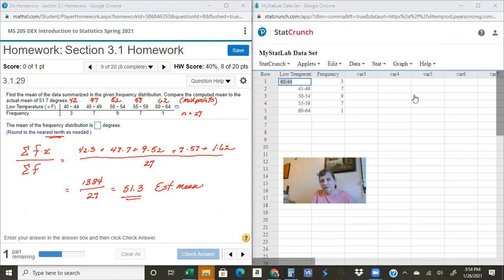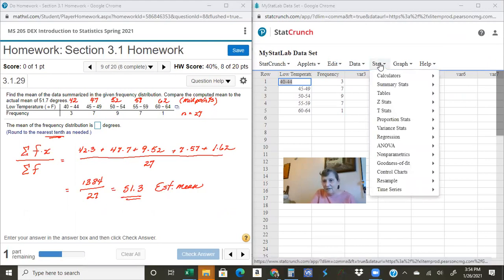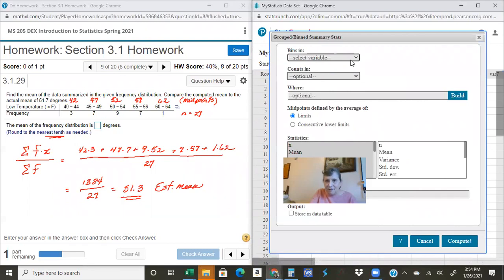So, you know, when we're getting our means, we use stat and then summary stats. This time, instead of selecting it as a column, I'm going to say that it is grouped/binned data. A bin is a container you dump stuff in. So a class, a group, a bin, those all mean the same thing. So select the binned data. The bin is in the frequency column. No, sorry, the bin itself is in the low temperature. The counts are the frequencies.